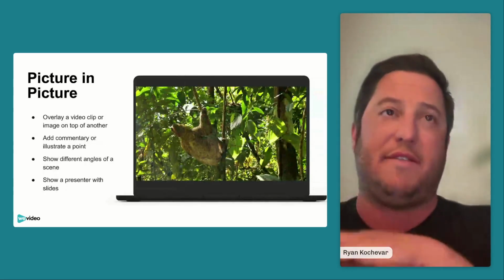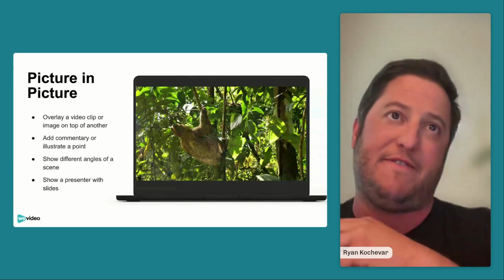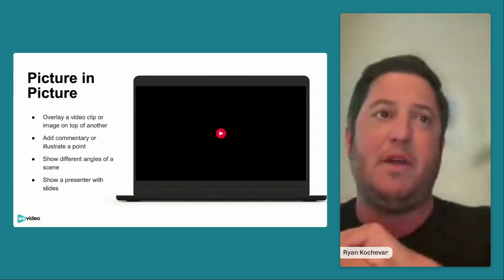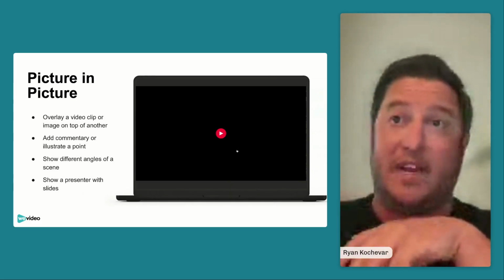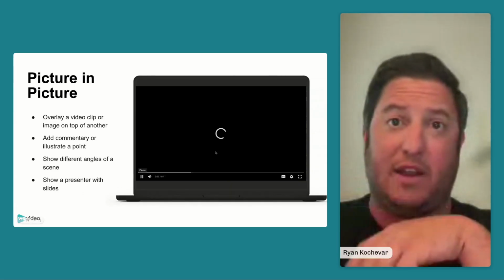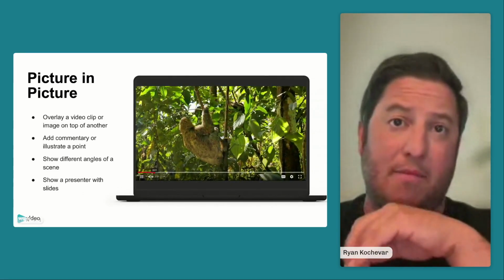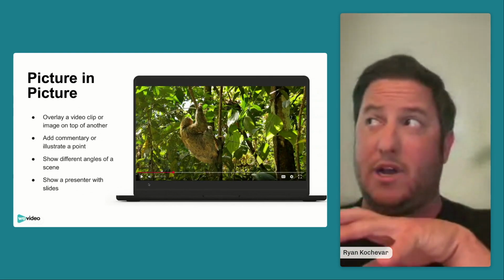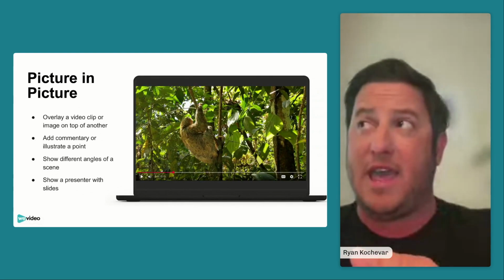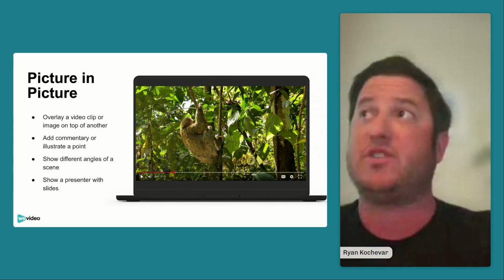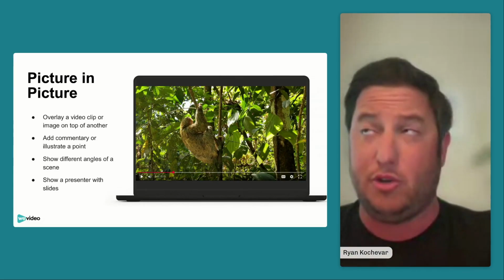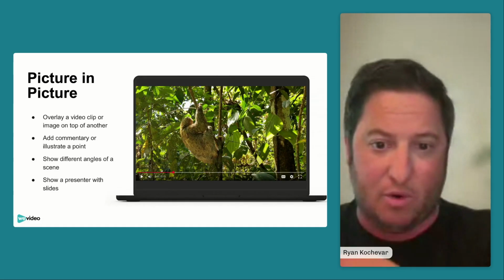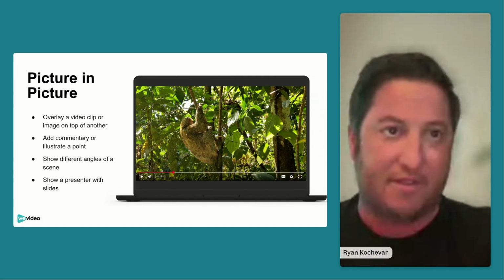So the next effect is the picture-in-picture effect. This is where you're overlaying a video clip or an image on top of another clip. You're adding commentary to illustrate a point. As Hans was talking about earlier with screen recording, you can capture other content from a third-party source, or use it as a teacher to instruct in a specific technique on filmmaking or give an instructional point or something of that nature.